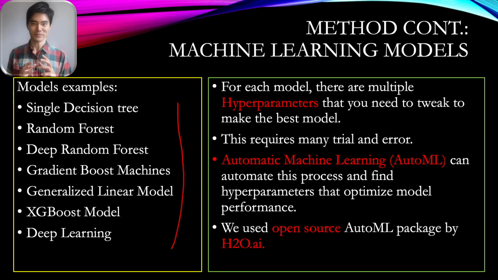So we used something called AutoML, which is a package that runs all of these models and then optimizes the hyperparameters for you. And we used the open source AutoML package by H2O AI. So you could also go to H2O AI and download this package, and then you could download our data and replicate this study on your own. Or you could just use H2O AI's AutoML for your specific data set that you have for your research.